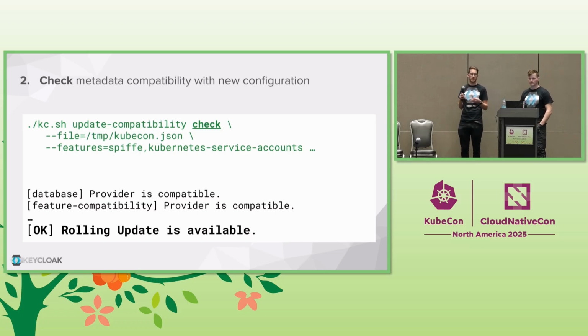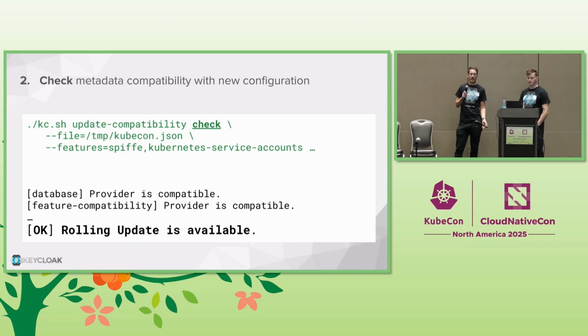The follow-up command to this is the check subcommand. And what you do here is you specify the metadata file that you wrote in step 1, and then you change your configuration to what you want your deployment to turn into. So the example on the slide at the moment is we now have the spiffe feature as before, but we also have the Kubernetes service account feature. So we go ahead and we execute this command, and it will check all of the compatibility metadata provider implementations to ensure that the metadata is compatible. If it is compatible, then we'll get a message saying rolling update is available, and we'll get a status code of 0. However, if there is an incompatibility, we'll get a status code of 3 and some appropriate error messages that help tell you why it's incompatible.